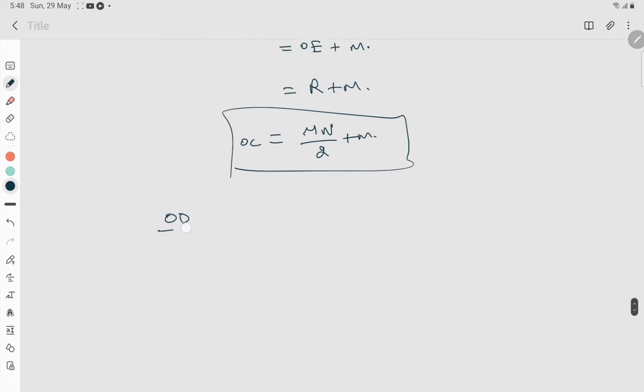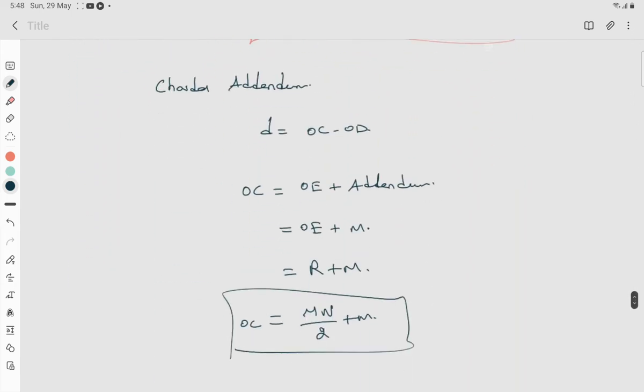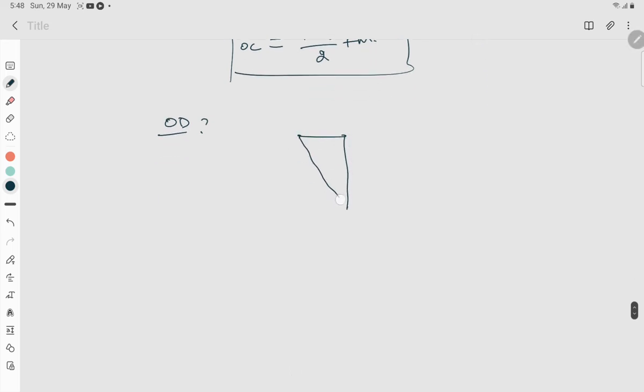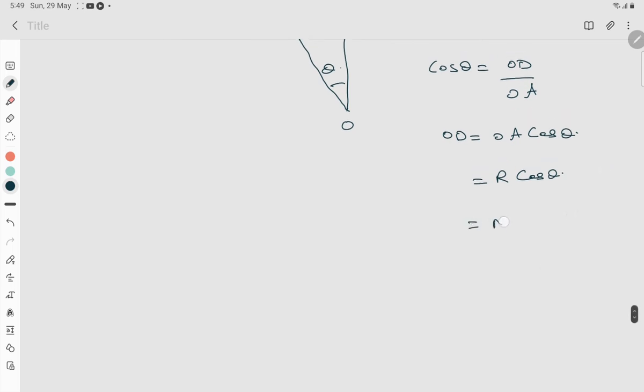Next, we have to find out what is OD. To find out OD, I'm taking triangle ADO, the same triangle. This is theta. Now apply cos in this triangle. Cos theta will be adjacent by hypotenuse, it is OD by OA. So OD will become OA cos theta. OA, as we have seen, is the radius. So it is R cos theta, or we can write it as NM by 2 cos theta. OD will be NM by 2 cos, and instead of theta we can write 90 by N.